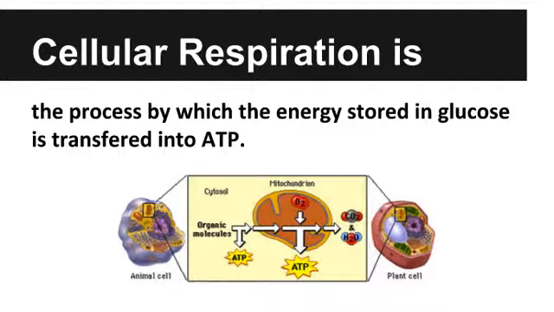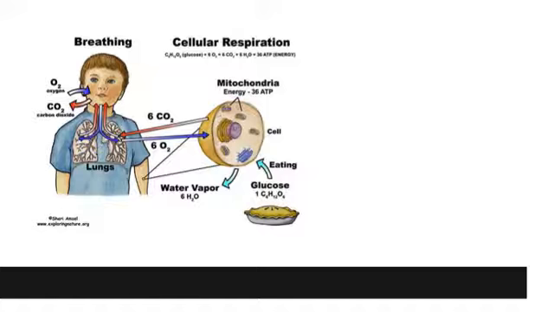Cellular respiration, let's define it first. Cellular respiration is the process by which the energy stored in glucose is transferred into ATP. We're going to take the energy that we find in glucose and make it into what's called ATP. You do this all the time. Actually, all living things do this all the time.